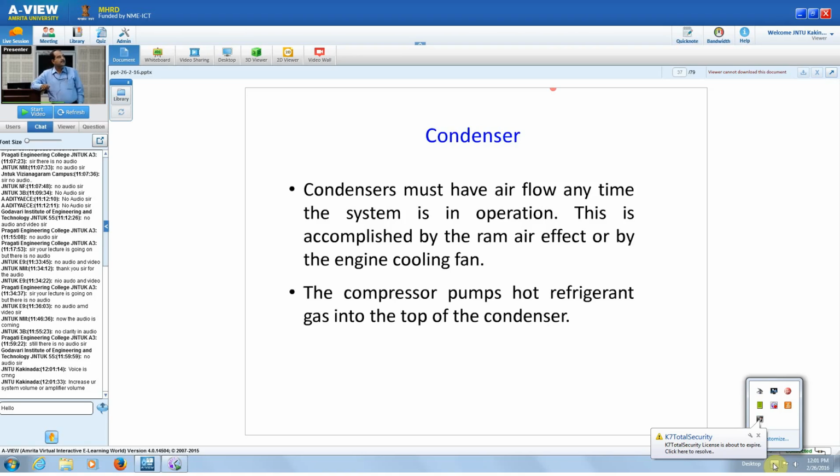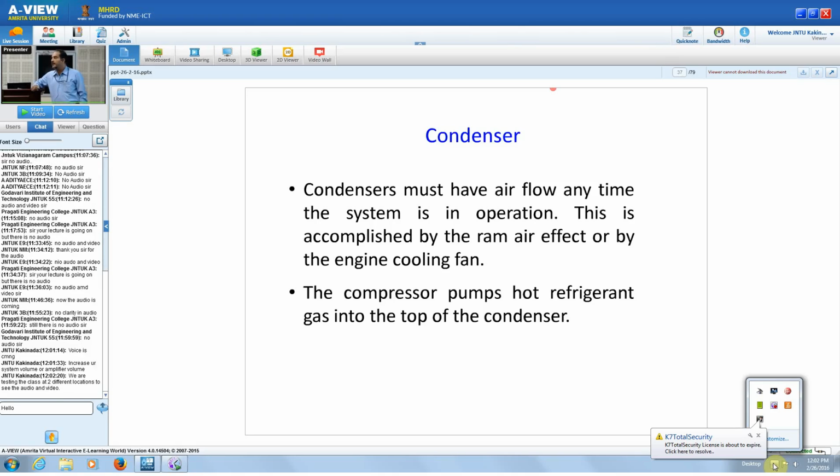The condenser must have airflow anytime the system is in operation. This is accomplished by the ram air method or by the engine cooling fan. Maybe we are talking about the radiator. So there will be a fan, like your exhaust fan. Before the radiator, there will be a fan rotating. That fan will cool the air flowing.